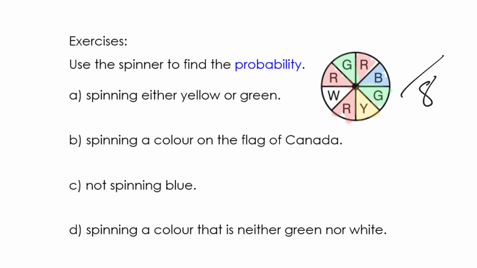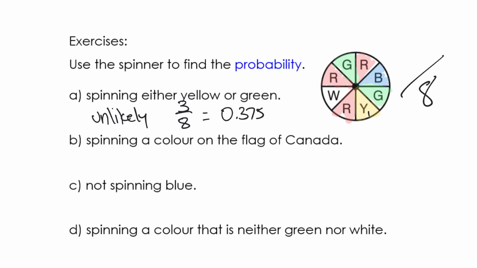Once again, there's 8 outcomes. Write down that there's 8. Spinning either yellow or green. Well, there's 1 yellow and there's 2 greens. So that would be 3 over 8. And if you get the decimal, it should be this. And it's still unlikely.